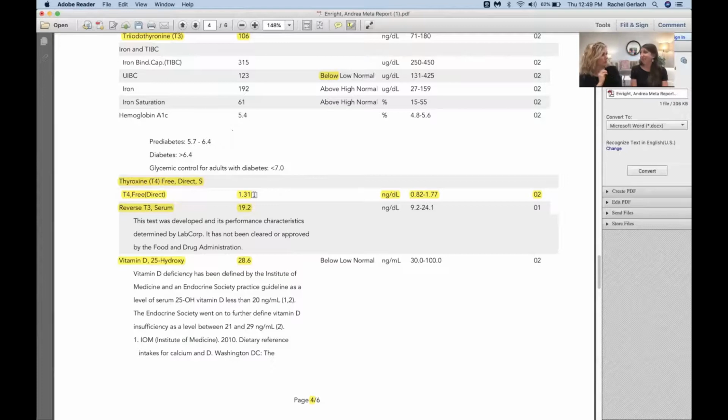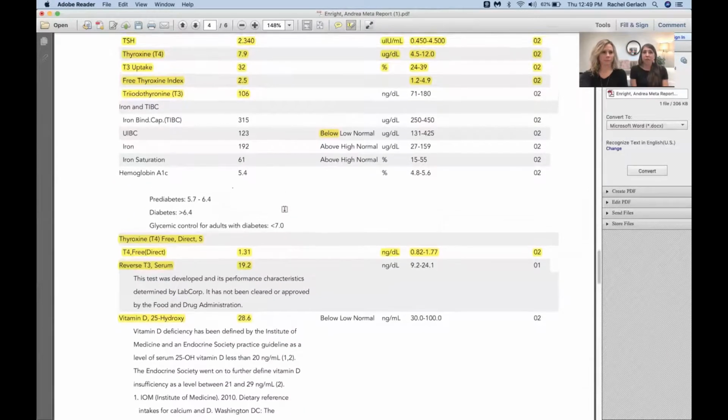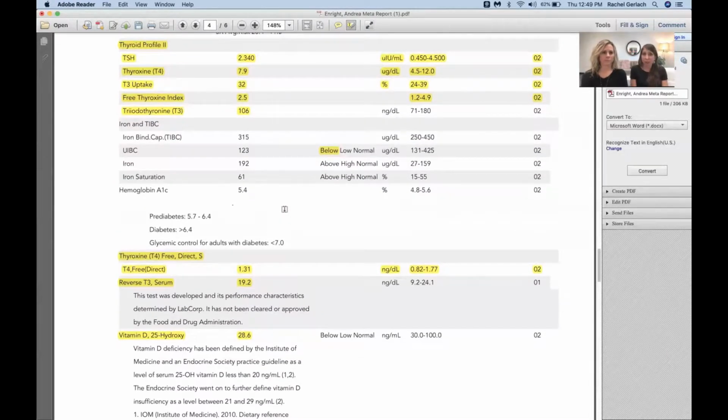Because this is what we see all the time. This person's flying under the radar. Totally. So free T4 looks fine, right? So far we're checking off the boxes. This person's thyroid seems to look okay.